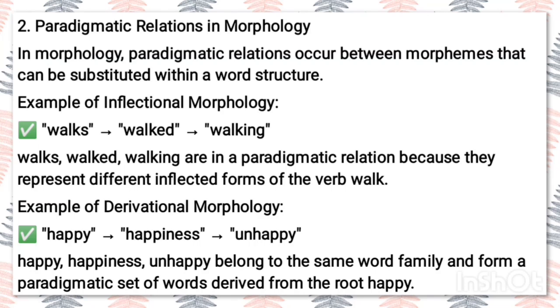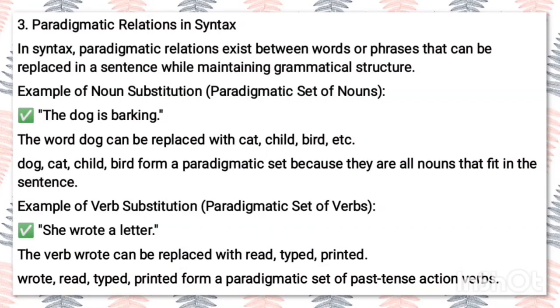For example of derivational morphology, the words happy, happiness, unhappy. Happy, happiness, and unhappy belong to the same word family, where happy is the root, happiness is derived through the derivational suffix ness, and unhappy is derived with the prefix un. These words form a paradigmatic set in the domain of emotion. Next one, paradigmatic relations in syntax.